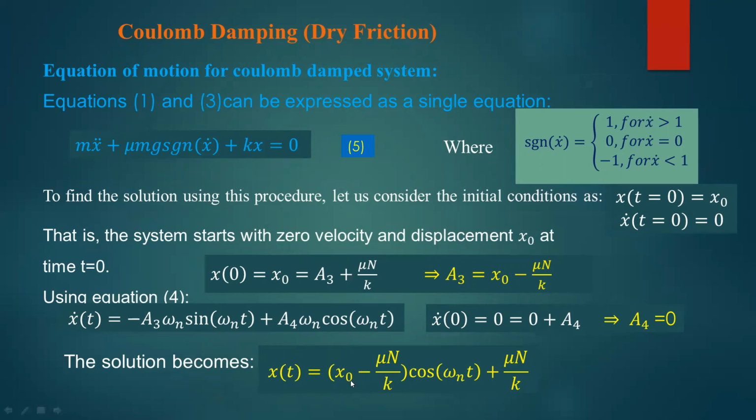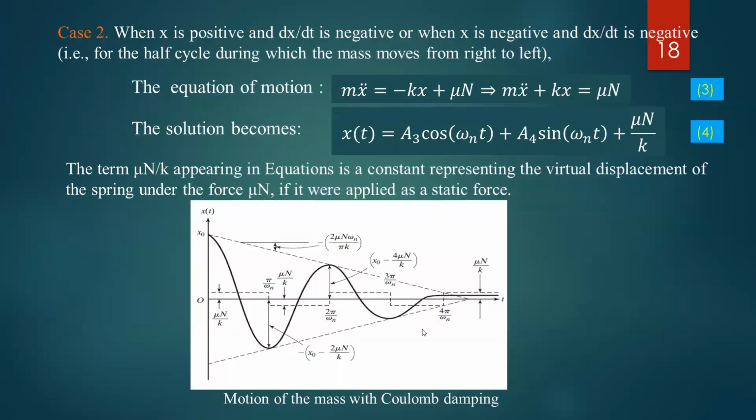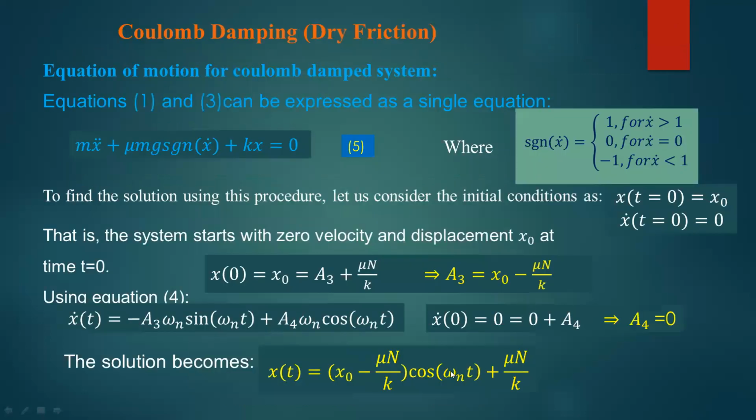So the solution for this equation becomes x of t is equal to x naught minus mu n over k, the whole times cos omega n t, plus mu n over k, because by substituting a3 in equation number 3. Let me show you equation number 3. Substitute a3 here. a4 is 0. This component is 0. a3 is x naught minus mu n over k, so we substitute this value here, then plus mu n over k.